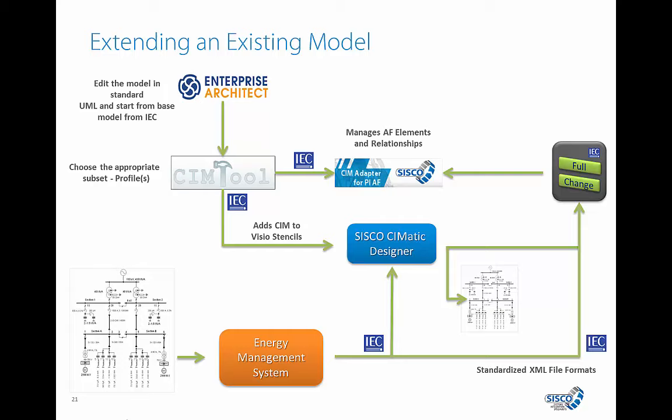We use Enterprise Architect to actually extend the model. We choose the appropriate profiles or create them, which is a subset of the model. That information is used to create the element templates within AF and to populate the stencils within Visio with semantic information. The CIMatic Designer can be used to then edit the model and produce a CIM XML file that can then be imported by the CIM adapter and create the AF elements and relationships.